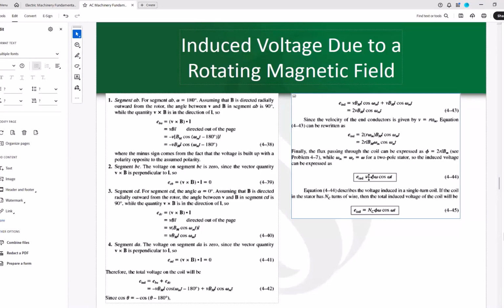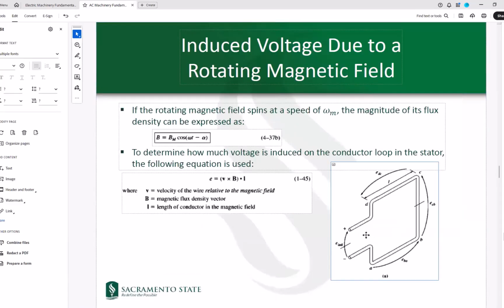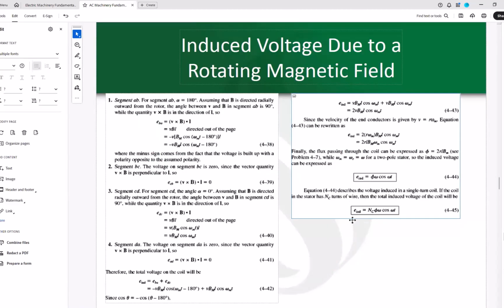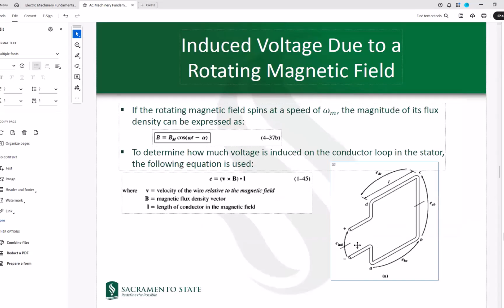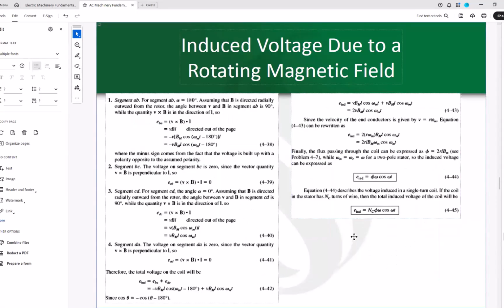So here, that's the same thing, a function of phi, the maximum flux per pole, and omega, the rotational speed. But since this is an AC machine, there would be a time variation on the induced voltage, and that time variation would be sinusoidal. So the cosine of omega t shows you that component. And in general, if you have NC number of conductors, instead of just one single conductor loop, this would be the induced voltage that you would see on those NC conductors existing in that specific slot.